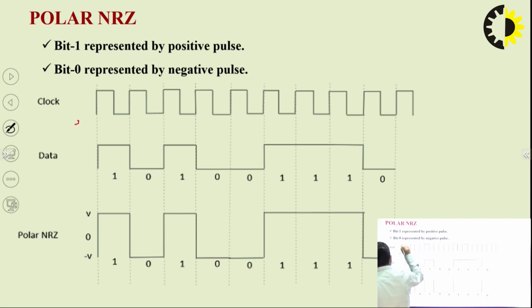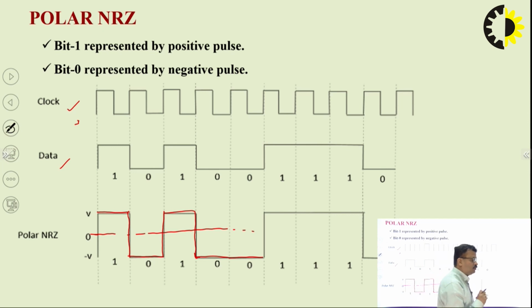So this is again our clock, generalized clock. Now this is data, again I am randomly selecting here. So in case of polar NRZ, for 1, what? It shows the positive pulse of voltage V. For 0, our pulse will go to the negative pulse, minus V. For 1 again it will be positive. For 0 this is negative, minus V volt. So for bit 1 our pulse will be positive, of plus V volt amplitude. For bit 0 it shows the negative pulse of amplitude minus V volt. So in this way we can draw the polar NRZ line coding.